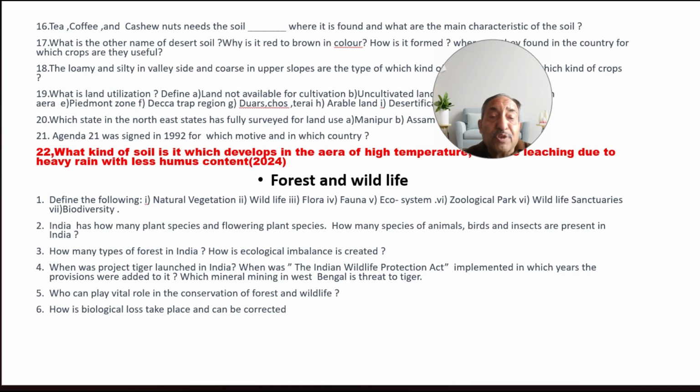How many types of forest in India? How is ecological imbalance created? Next, when was the Project Tiger launched in India? When was the Indian Wildlife Protection Act implemented? In which year the provision was added to it?